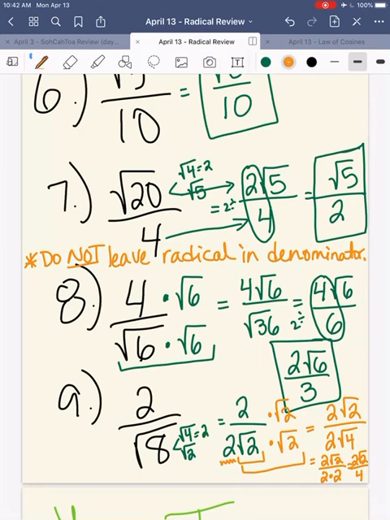Everybody following? And so now I'm going to see if I can simplify this, and I can. 2 goes into both of them. I'm sorry, I'm going to have to write my answer over here. So my final answer will be root 2 over 2. Okay?